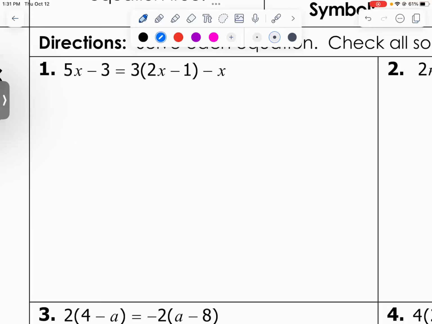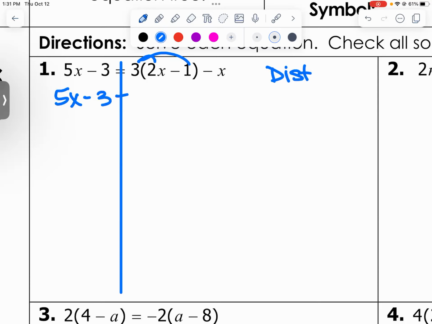All right. Jacob, what's the first thing we need to do? Okay, I've done that. So we have 6x minus 3 minus x. Do you agree? Okay, you can write this as a 1x, right? All right, Caesar, what's our next step? We distributed, what do we do next?